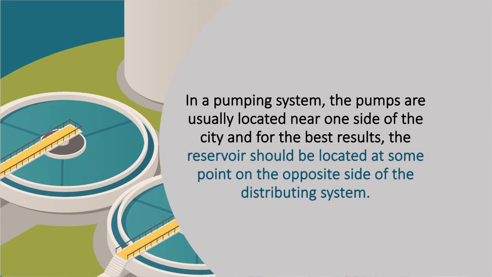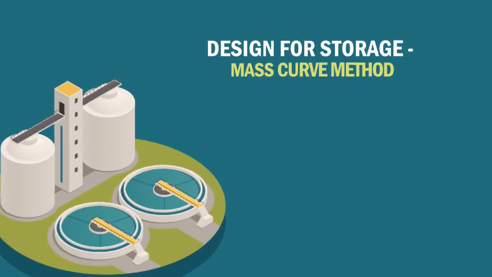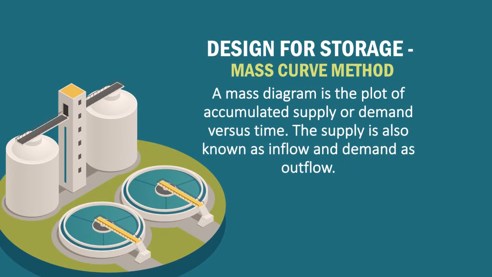In a pumping system, the pumps are generally located near one side of the city, and for the best result, the reservoir should be located at some point on the opposite side of the distributing system. Design for storage: mass curve method.